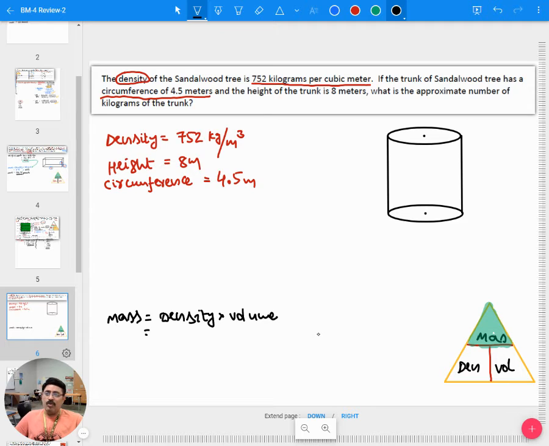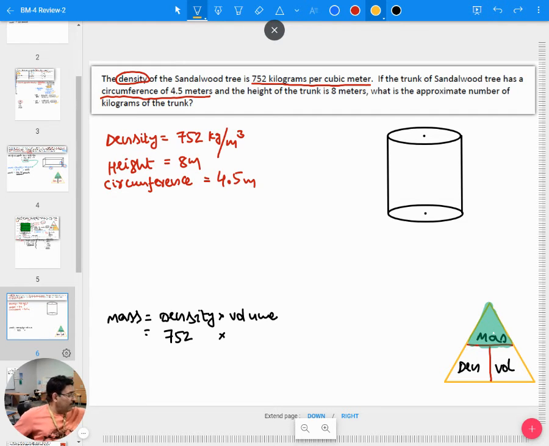Okay. Now, what is that density? All that it is given clearly, that is 752 kilograms per cubic meter. Straight away it goes here. Therefore, 752 times. What is the volume? Volume is not given. But instead of volume, you see that circumference is given.